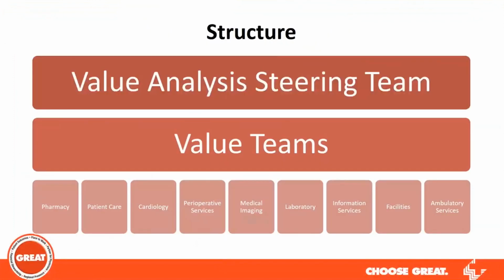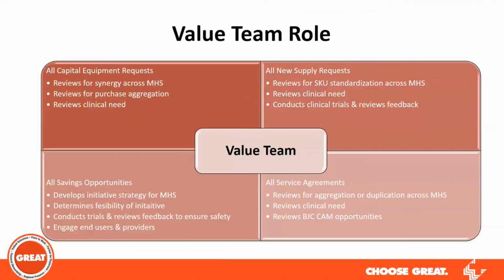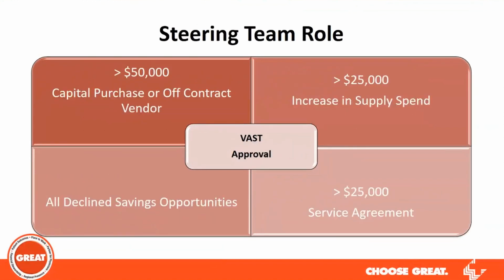For our value analysis structure, we have our steering team and our value teams. Both meet monthly. Everything goes to the value analysis team for review. They review all capital equipment requests, all new supply requests, all service agreements, and any savings opportunity also falls into their role. Any capital purchase over $50,000, or off contract with the health system vendor, any increase in supply spend of over $25,000, or any service agreement over $25,000 will need to go to the steering team for approval.